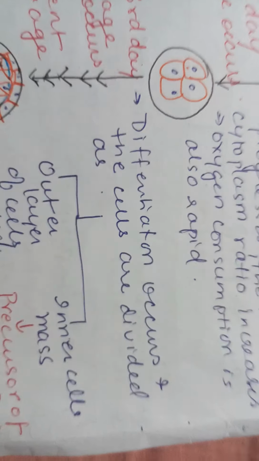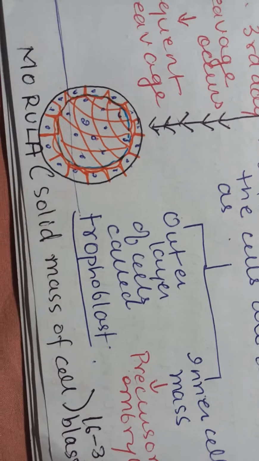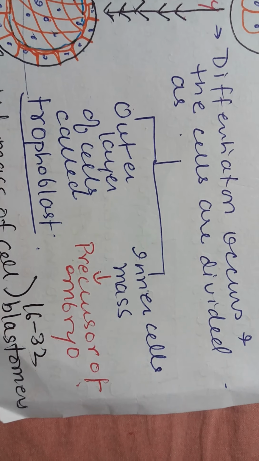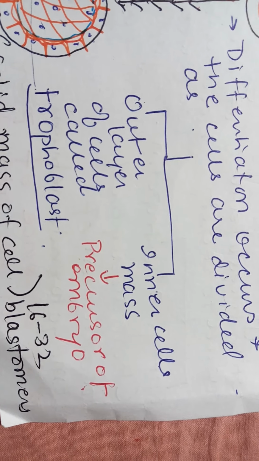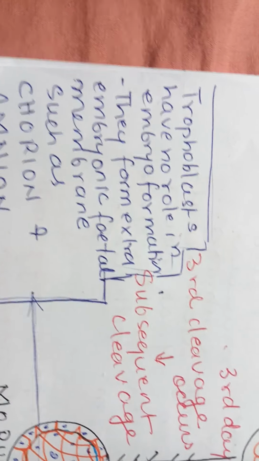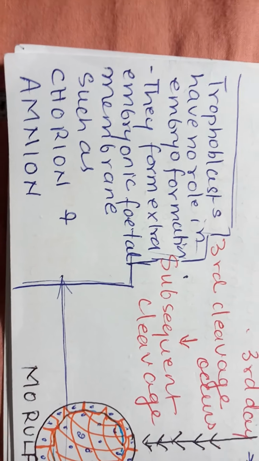Here the differentiation occurs among the cells, and cells are divided into 2 different types. The outer layer you can see is called trophoblast, and the cells inside are called inner cell mass. The inner cell mass forms the embryo later on, so they are called the precursor of the embryo, whereas the outer cells form the trophoblast, and trophoblast has no role in embryo formation. They form extraembryonic fetal membranes such as chorion and amnion.